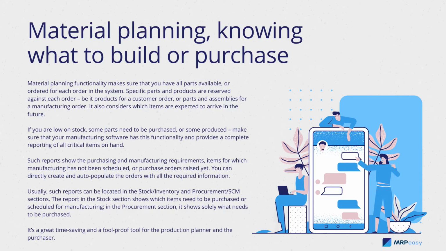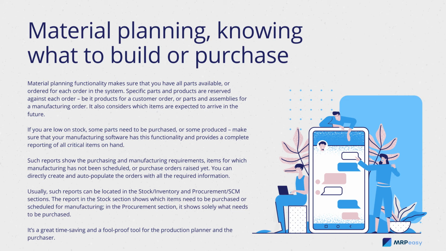Material planning functionality makes sure that you have all parts available or ordered for each order in the system. Specific parts and products are reserved against each order, be it products for a customer order or parts and assemblies for a manufacturing order.